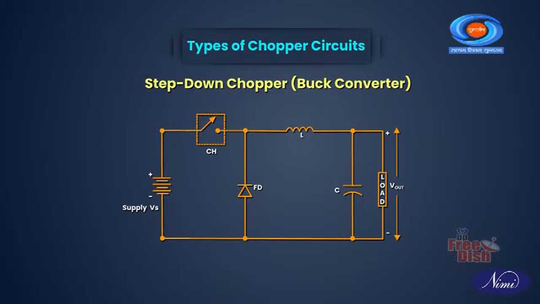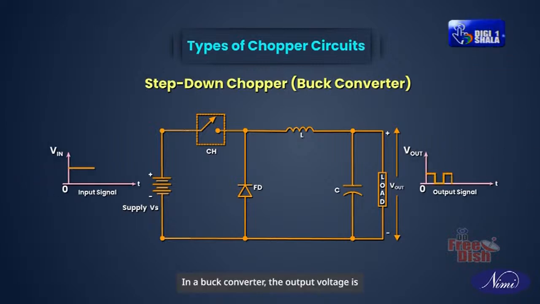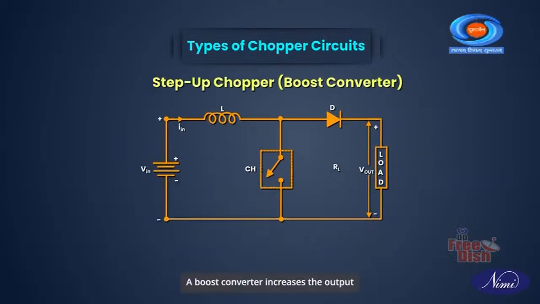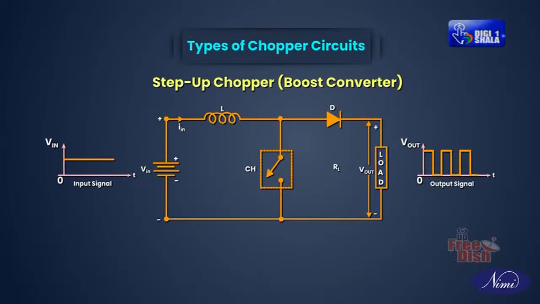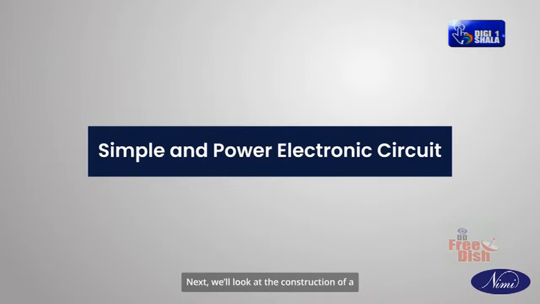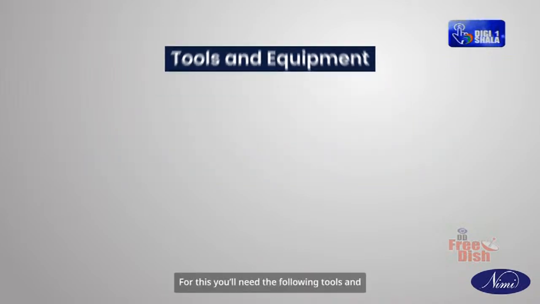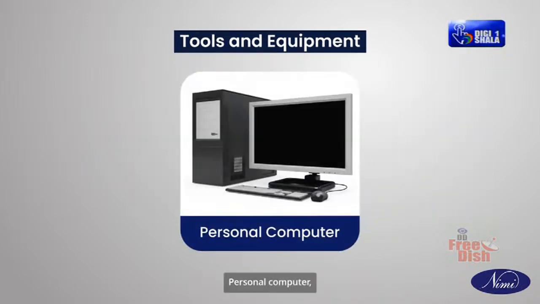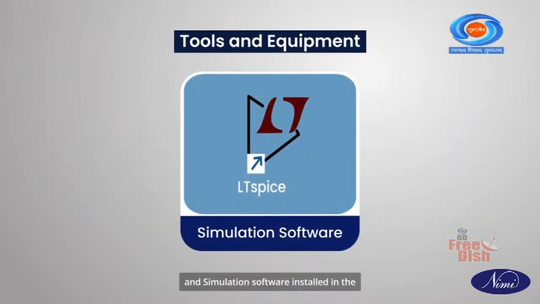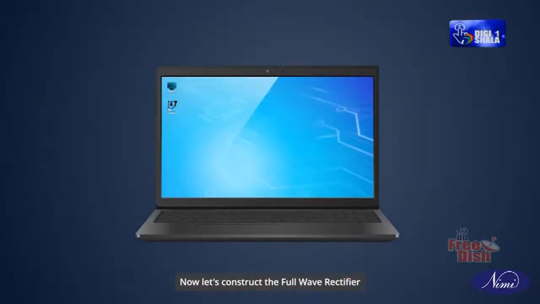Step-down chopper. In a buck converter, the output voltage is lower than the input voltage. Step-up chopper. A boost converter increases the output voltage above the input voltage. Next, we will look at the construction of a simple electronic circuit and power electronic circuit using simulation software. For this, you will need the following tools and equipment: a personal computer and simulation software installed in the personal computer.